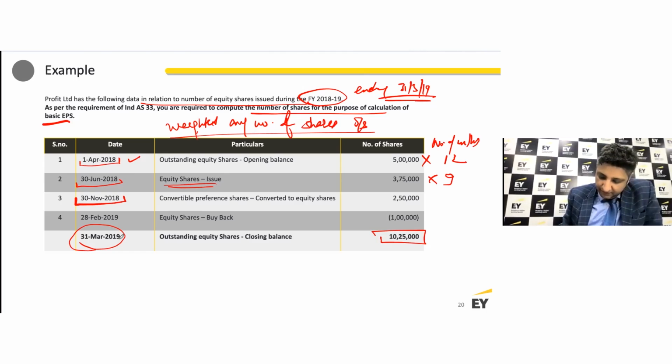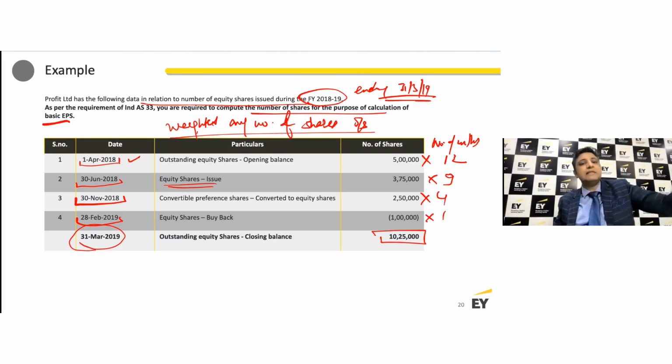On 30th of November, you have convertible preference shares which are also converted to equity shares, which again changes the number. We're talking about how many months remain: December, January, February, and March, so this is 4. And finally, on 28th of February, you're doing a buyback. You're practically giving the money back. It can be assumed that these shares are extinguished now. The moment you look at the word buyback, you say that you have given the money back. Effectively, the money is not available to you, so for 1 month that money is gone out of your pocket.